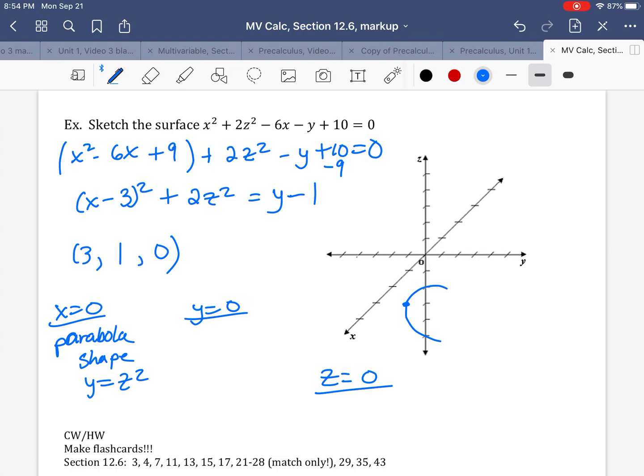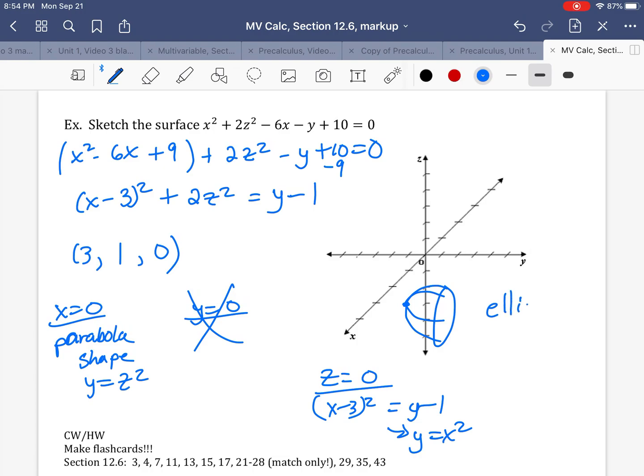If y were equal to 0, that's a problem. If y were equal to 0, then I would get two squared things adding up to -1, which is not going to happen. So good, less work for me. If z were equal to 0, I would get x minus 3 squared equals y minus 1. I would get a parabola like y equals x squared. So I know that there's more to it, but it's y equals x squared basically. So a parabola along the y and the z-axis, coming off like that. So this creates a little bowl.